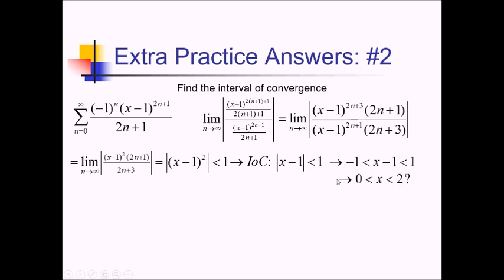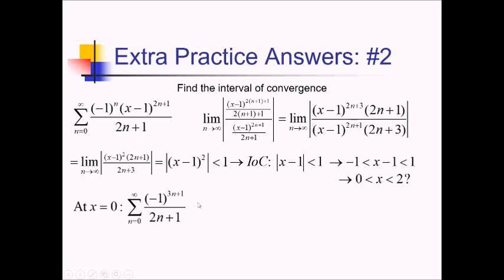Since we got this using the ratio test, we don't know about the endpoints yet. We're going to have to test out 0 and 2 in the series and see if the series will converge at those x values. So let's test 0 first. If I plug 0 in here, this is going to be a negative 1 to the 2n plus 1, and times this negative 1 to the n, that ends up being a negative 1 to the 3n plus 1, which is kind of weird, still over 2n plus 1.